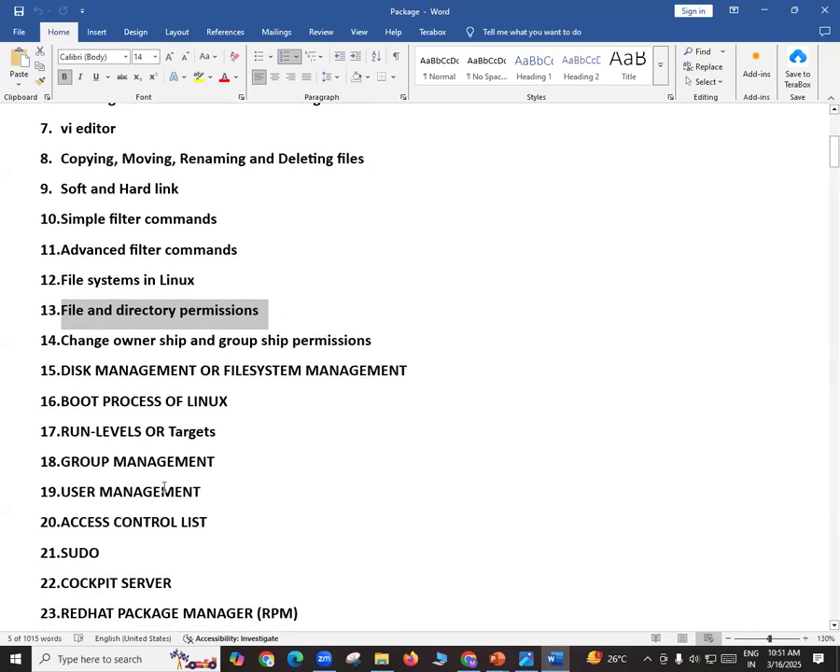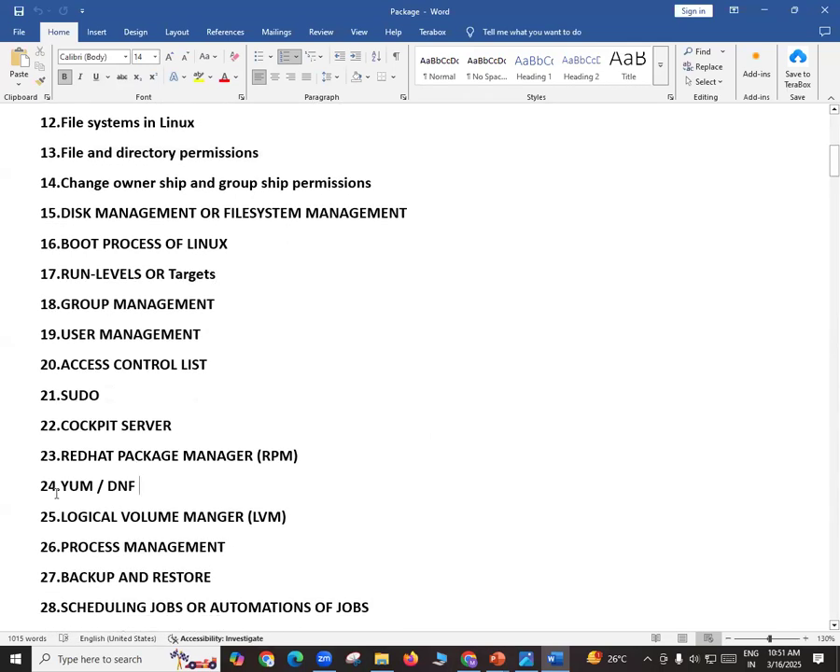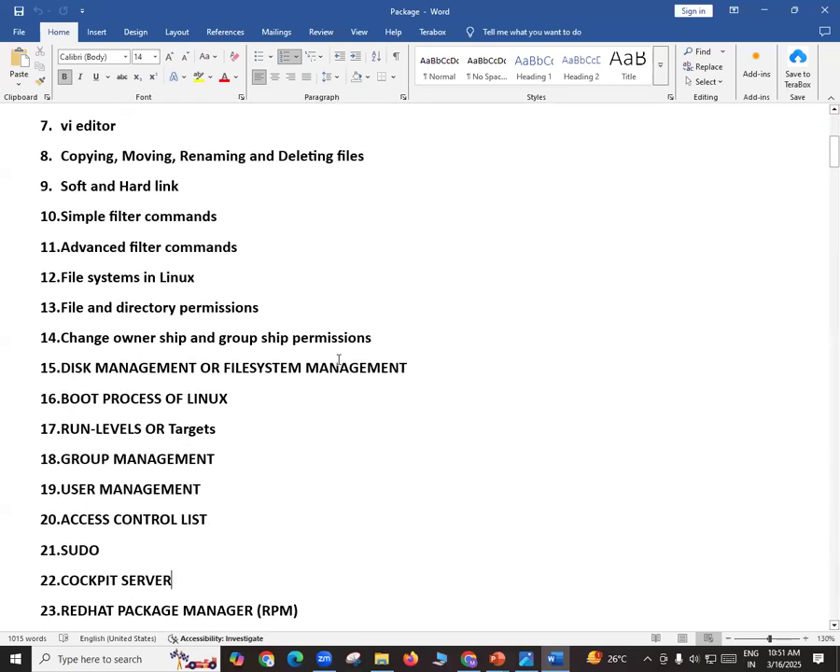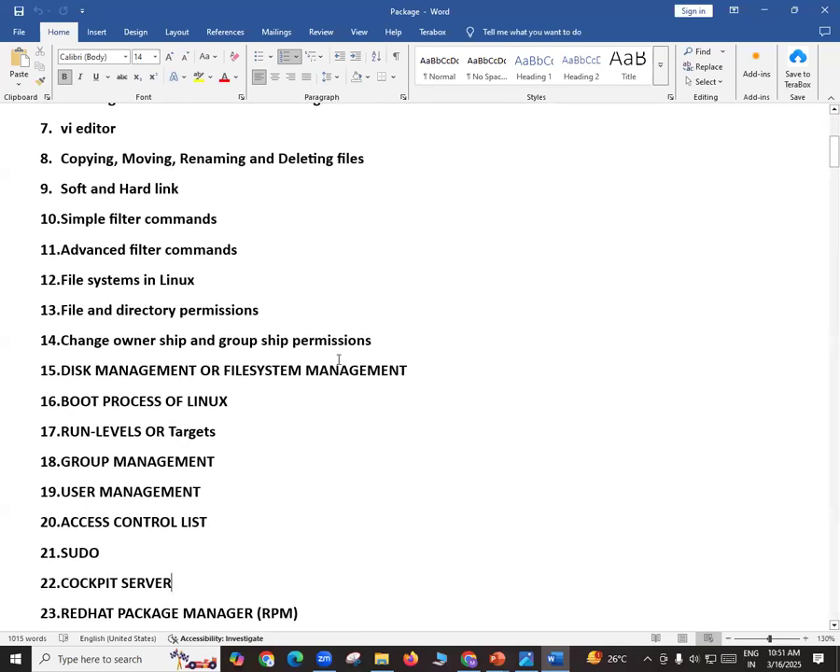Or maybe your responsibility can be user and group management. Some other person's responsibility can be yum and DNF. Some other person's responsibility can be backup and restore. So see, the server is one, that is your Linux server, but how many people are connecting to the server? Many people are connecting, and every person is doing a different job. So you should know all these things, but when you work, you're working only on one or two services.